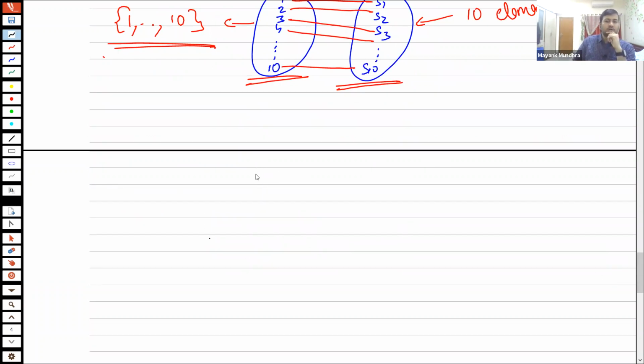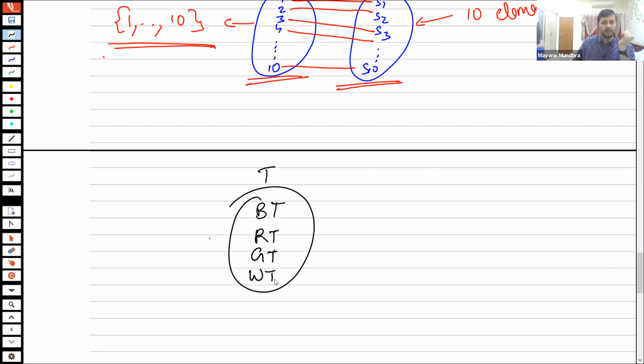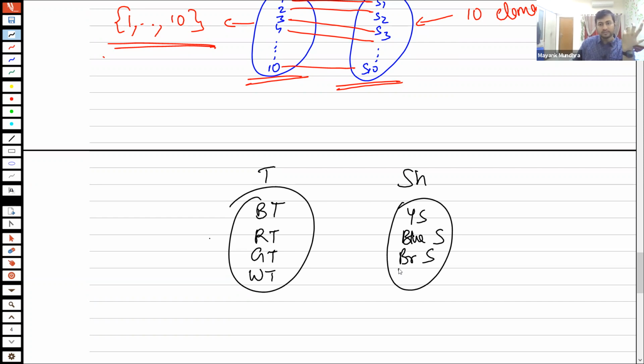Now, suppose one of your friends has a set of trousers, and in this set he has a black trouser, a red trouser, a green trouser, and a white trouser. And he has a set of shirts. In this set of shirts, he has a yellow shirt, a blue shirt, a brown shirt, and a pink shirt.